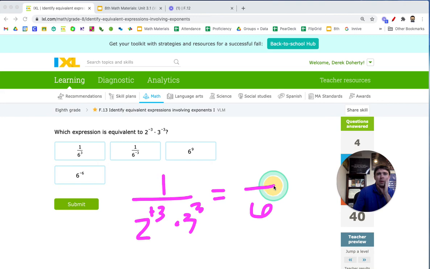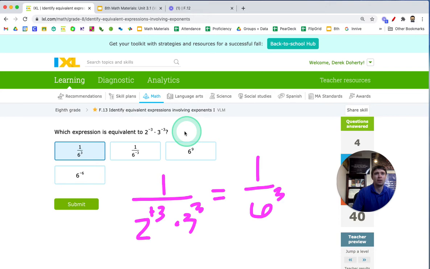So there's one other property we didn't show a lot in class. If you have 2 different bases raised to the same exponent, you can multiply the bases together. 2 times 3 is 6, and keep that exponent. The reason that works: if I have 3 sets of 2 and 3 sets of 3 multiplied, and 2 times 3 is 6, I'm going to have 3 sets of 6 when I multiply all those 2's and those 3's together. And so that tells me here that 1 over 6 to the 3rd power is our correct answer.